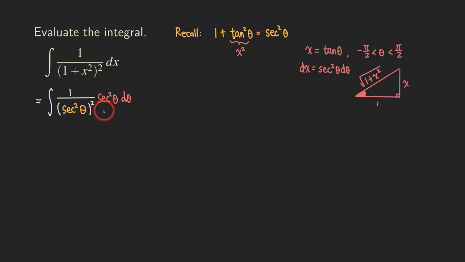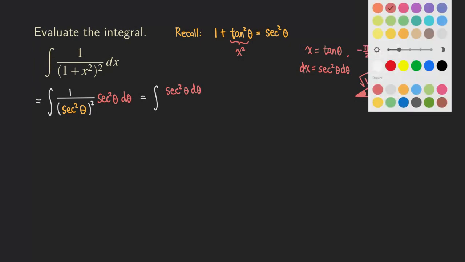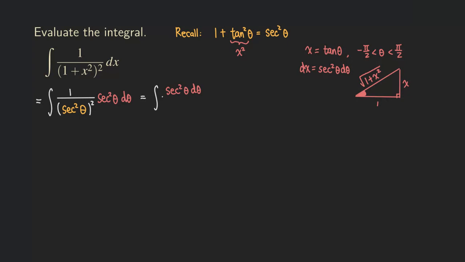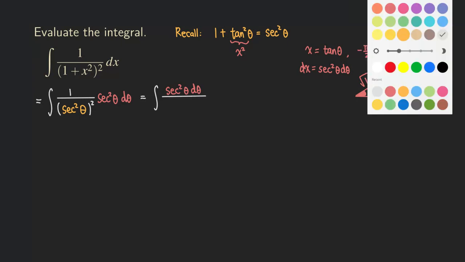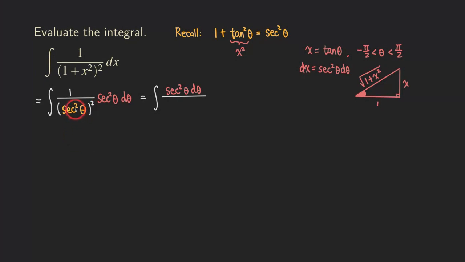Okay, so let's clean up the expression first. So we are going to be getting, in the numerator, the secant square theta, right, d theta. And then what about the denominator here? It's going to be, let's see, so we are squaring the secant square. So we are going to be getting secant to the fourth power.